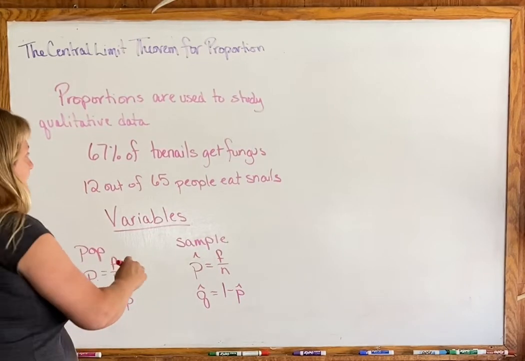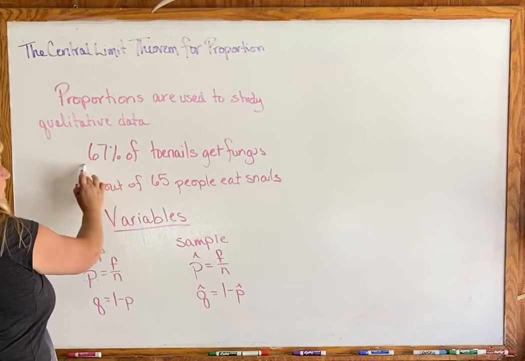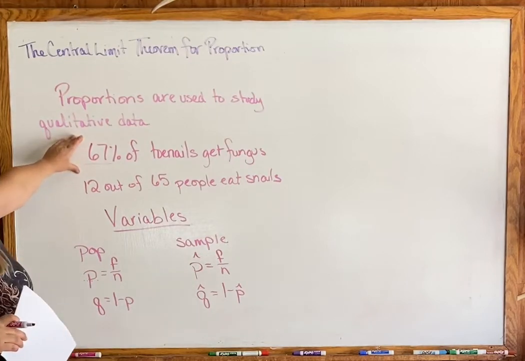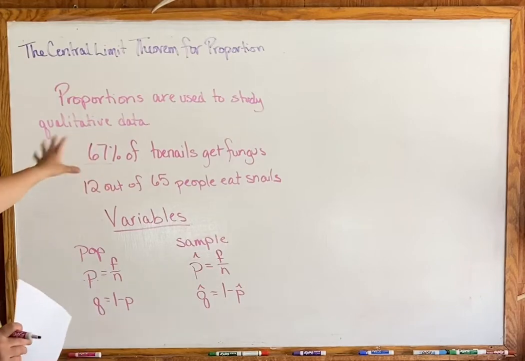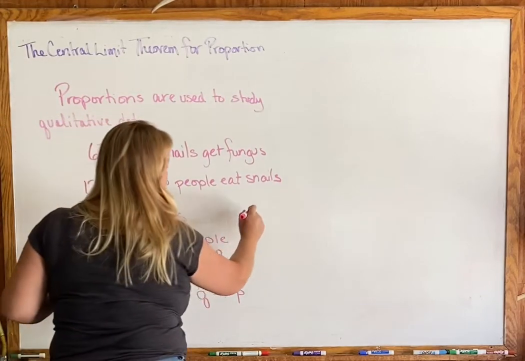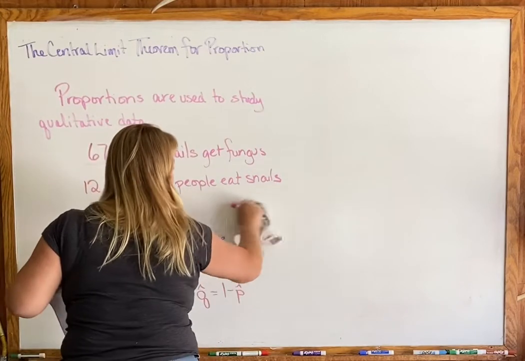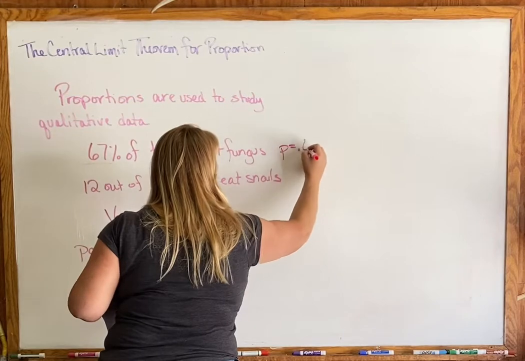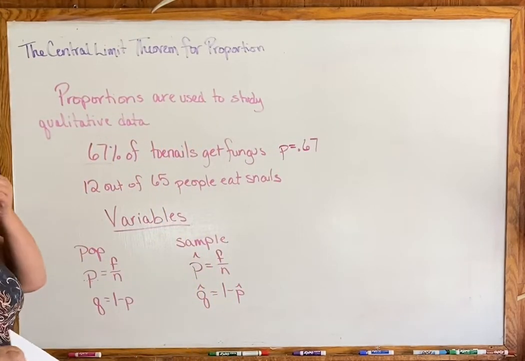Now, the other thing to keep in mind here is how many decimal places you should use. In this example, they've said 67% of toenails get fungus. The assumption there is that they mean of all toenails, okay? There's no sample or anything. So what they're saying is, let me write it up there, P would equal 0.67. That's the only information we have, so that's what we go with.